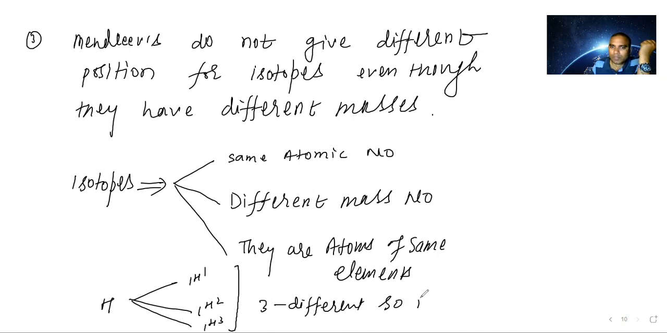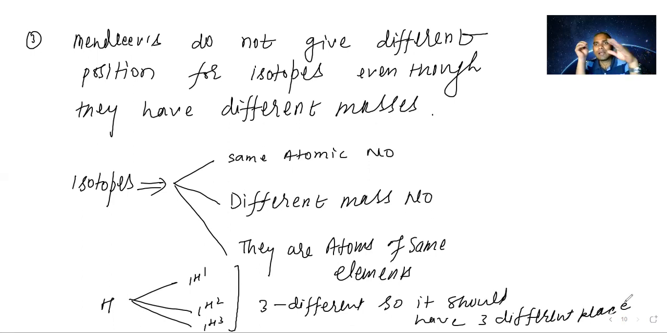So it should have three different places. Why should it have three different places? Because Mendeleev's periodic table is arranged in increasing order of atomic masses. So it should have three different positions.